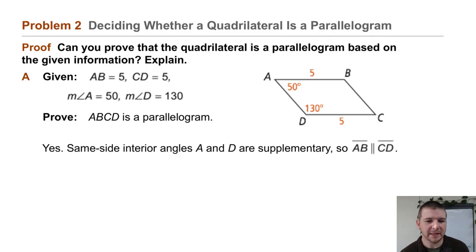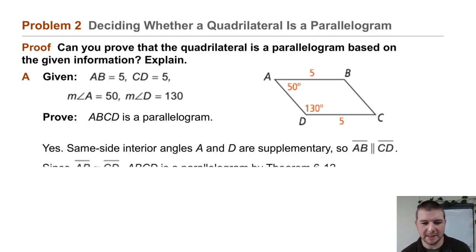And the answer is yes. Same side interior angles A and D are supplementary. So segment AB is parallel to segment CD. Since segment AB is congruent to segment CD, quadrilateral ABCD is a parallelogram by Theorem 6.12.